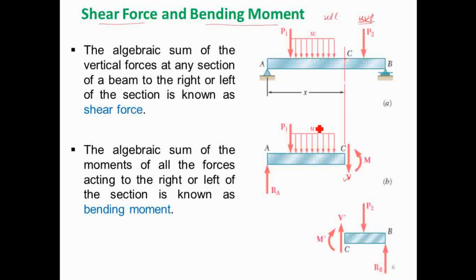This UDL will be converted into a point load, then you can find out. If you know the length, W into that particular length will be the point load, which will be acting at the mid of this. So you sum all the left hand side forces, the external forces and the reaction forces, and that is the shear force at any given section. Particularly here we are concentrating on C. Or you consider only the right hand side, and there are two forces. One is the reaction force RB, the other is the point load P2. You sum these two forces, so the algebraic sum of all the forces either at the right side or at the left side is the shear force. That is what we are seeing here.